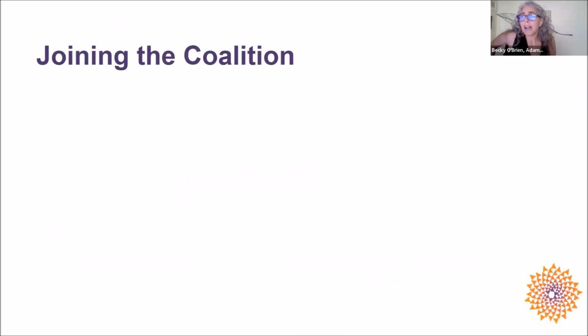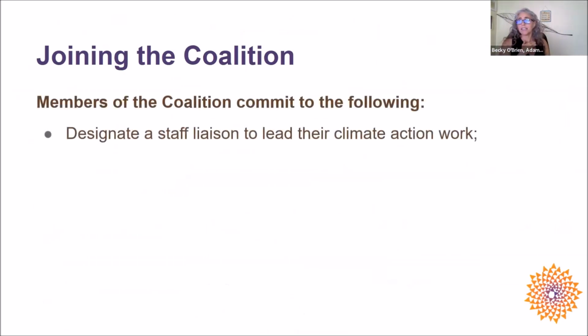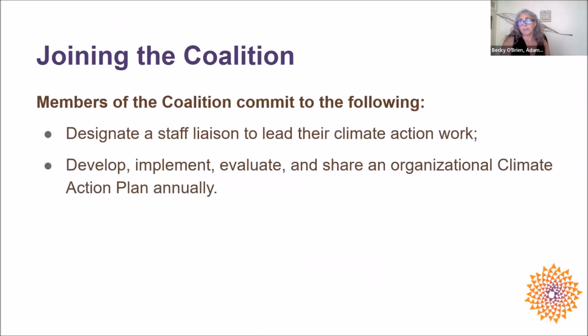So what does it mean on a practical level to join the coalition? Members of the coalition designate a staff liaison to lead their climate action work. And the organization commits to developing, implementing, evaluating, and sharing an organizational climate action plan annually. These climate action plans detail what you've done to date and set goals for reducing an organization's emissions in the coming year. And to be clear, there are no minimum requirements for a climate action plan. We want to meet you where you are and help you move forward.